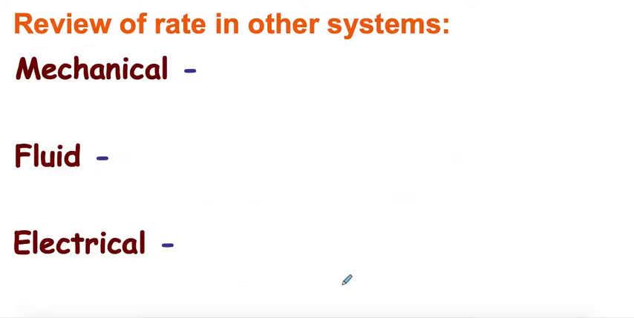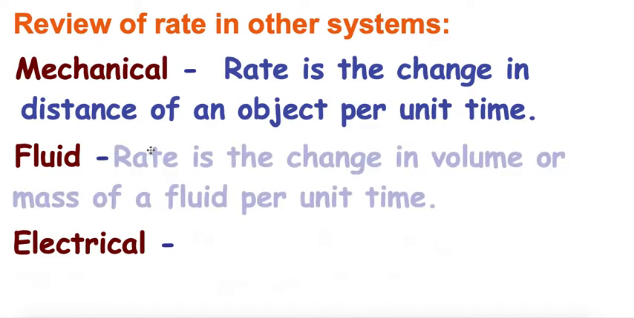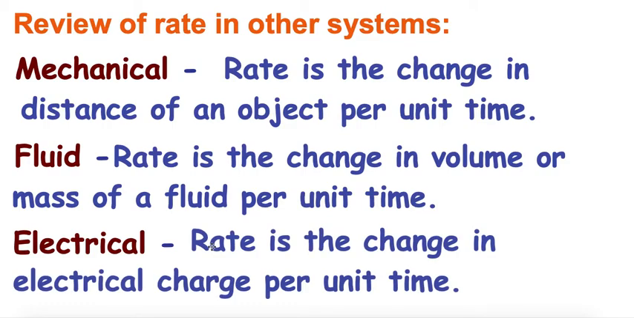So let's quickly review rates in other systems. Let's think about what mechanical rate was, what fluid rate was, and what electrical rate was. Mechanical rate could be objects moving, so that's just the change in distance over time. For fluid rates, remember we had flow rate, which was mass flow and volume flow, so we had those two different rates. It's the change in volume or mass in a fluid per time. And electrical rate was the amount of charge moving, where we use coulombs, time, and amps.